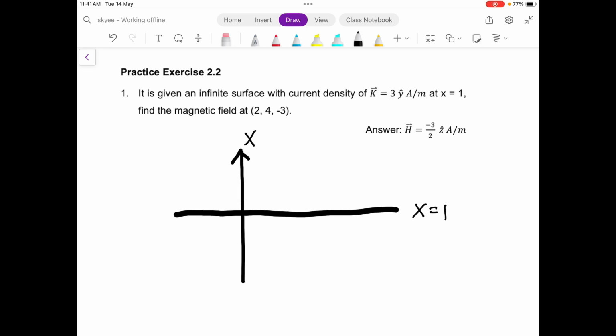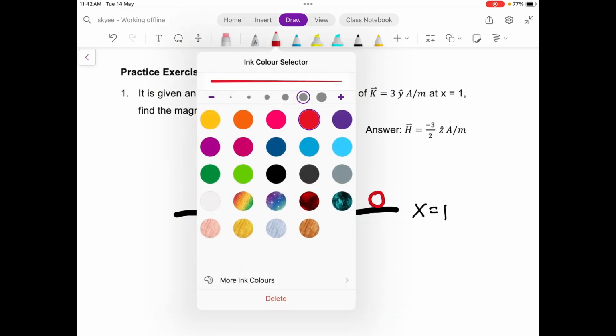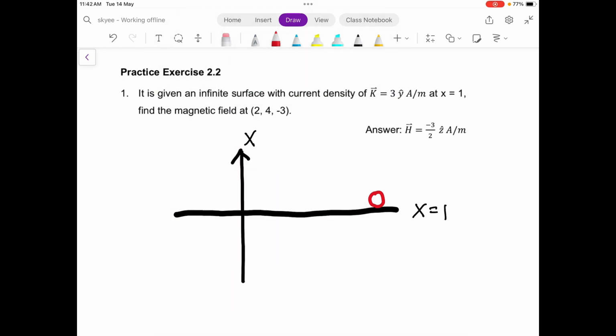If you want to draw this current density, you can assume, for example, that the y is coming in. So this is the y direction, and the current is in the y direction. This is the x direction, this is the z direction, and this is the y direction. You can just label it as reference.